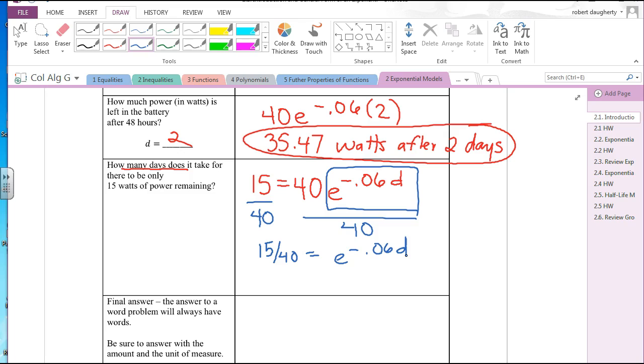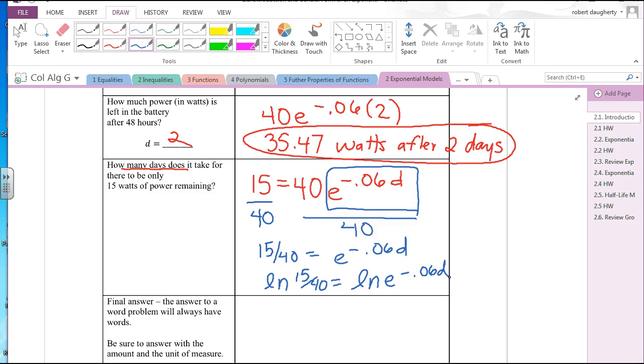Log base e of both sides. So that's going to be the natural log of 15 over 40 is equal to the natural log of e to the minus 0.06 d. The reason I do this, on the right side of the equation, what is the natural log of e to the minus 0.06 d? It sounds like a lot, but what is it?